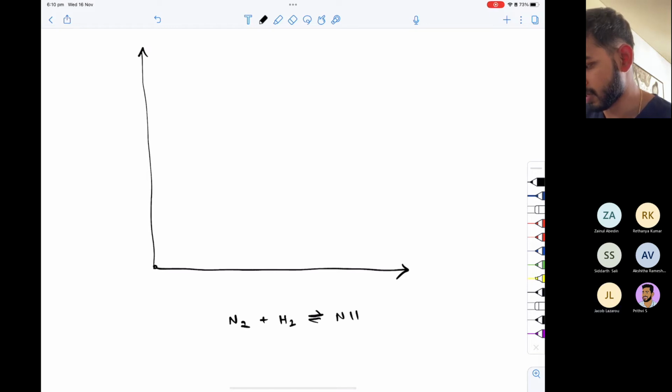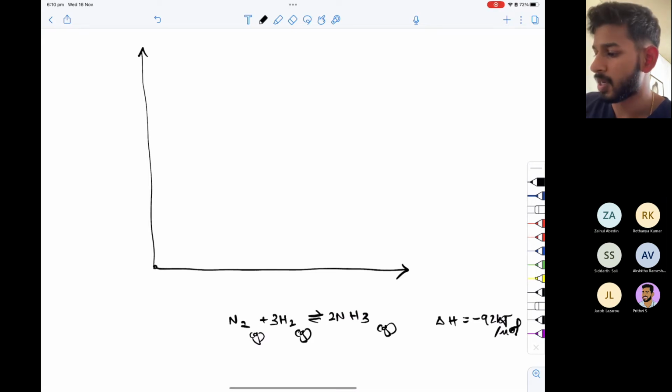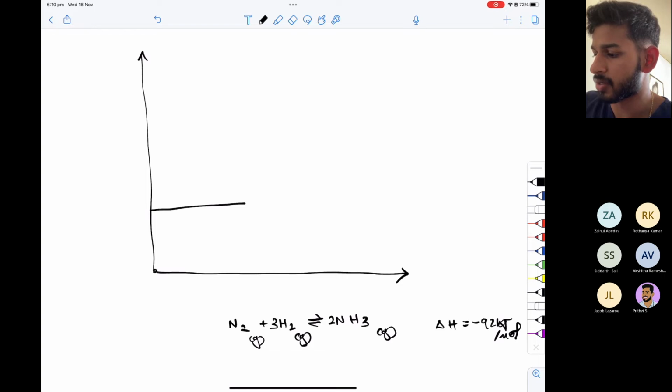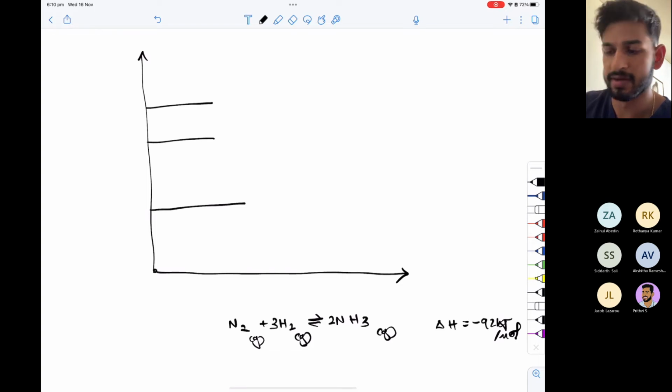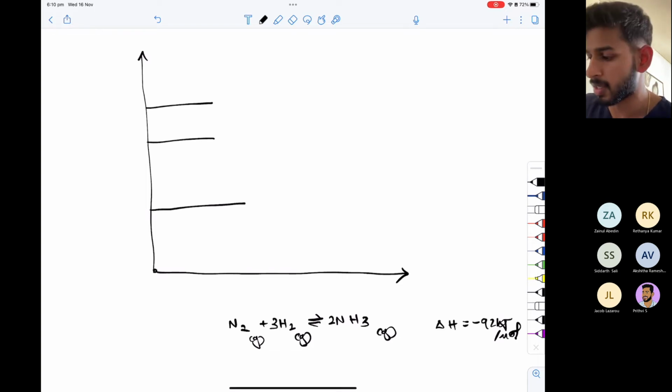For the Haber process, it's just N2 plus H2 gives NH3. Perfect. Nice, yeah. And we're going to put a 2 here, and we're going to put a 3 there. All gaseous. Exothermic equilibrium. That's the other principle to remember. ΔH equals -92 kilojoules. Now, let's say that this is our initial concentration of gases. I just randomly plotted lines here. Let's say this is our H2 here. Let's say this is our N2 here. And let's say this is our NH3 here.